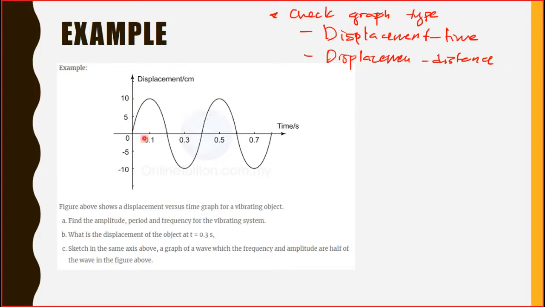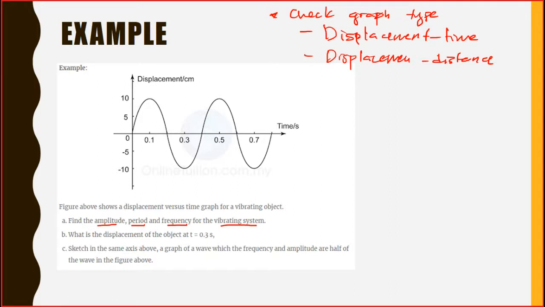All right, so this is the question. Look at this graph over here. You have displacement-time, and then you have this sort of hill-like wave motion. The figure above shows a displacement versus time graph for a vibrating object. So the object vibrates up and down, up and down. Now let's refresh. Find the amplitude, find the period, and find the frequency for the vibrating system.